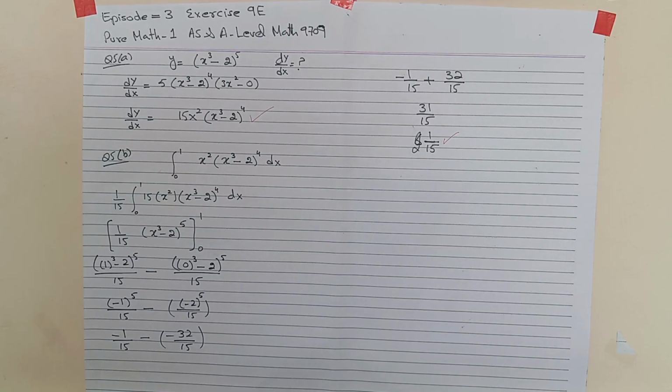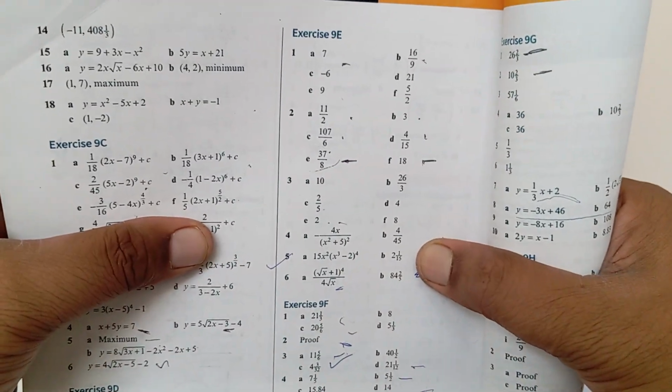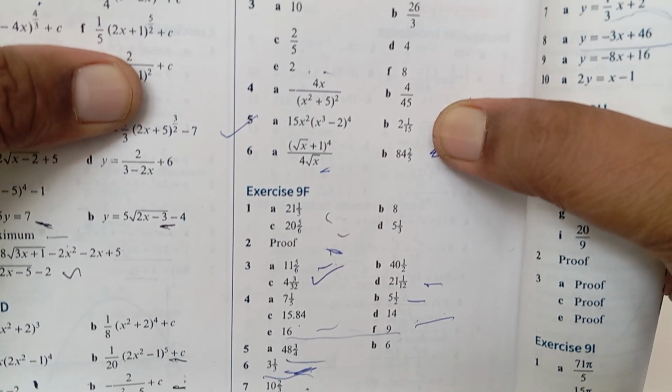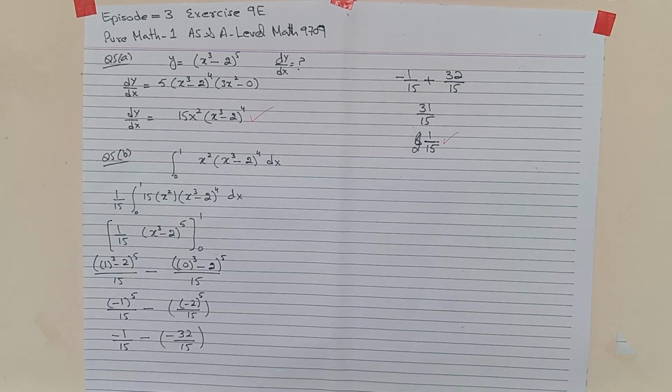And let me show you the answer. This is the answer to question number 5. On your screen, the answer of exercise 9E, question number 5 is showing up: 2 whole 1 by 15. In both the A part and B part, you can see the answer. So this is how we do question number 5.